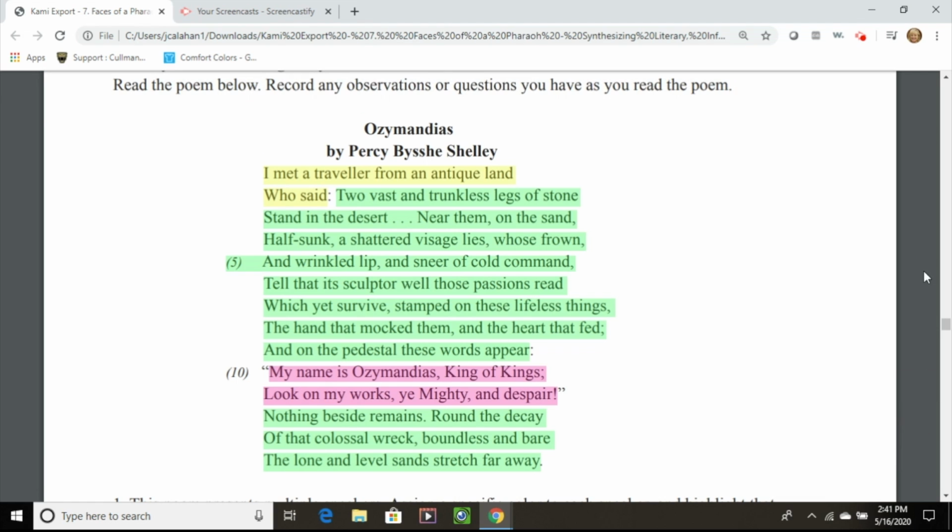As part of the Faces of Pharaoh synthesizing lesson, activity 3 includes a poem by Percy Shelley called Ozymandias. And when examining this poem, it's important to make sure your students understand there are 3 different speakers in the poem. So I am providing you a highlighted sample of the poem with the 3 speakers in 3 different colors.